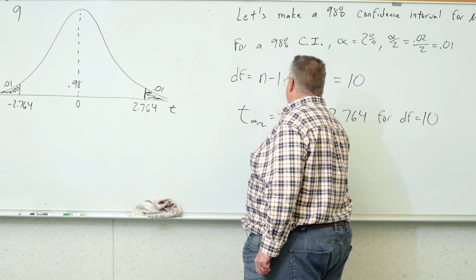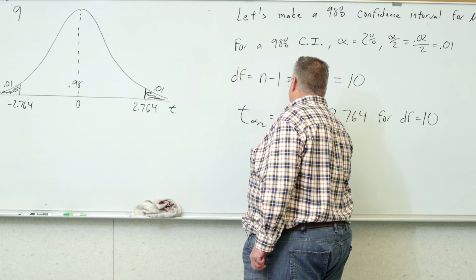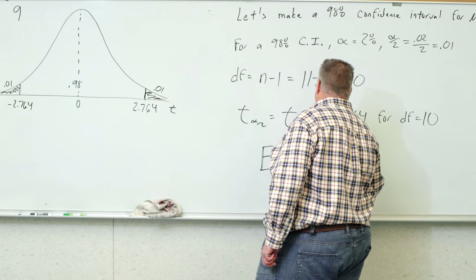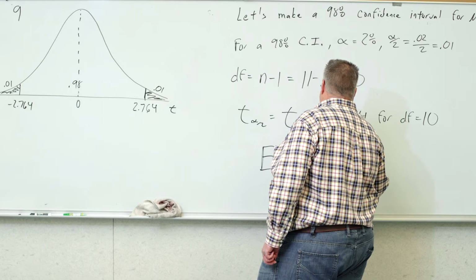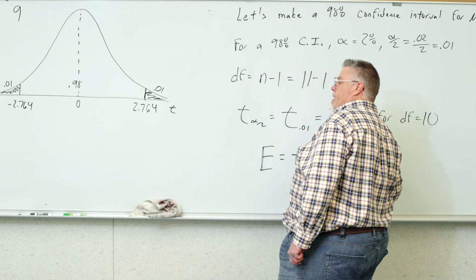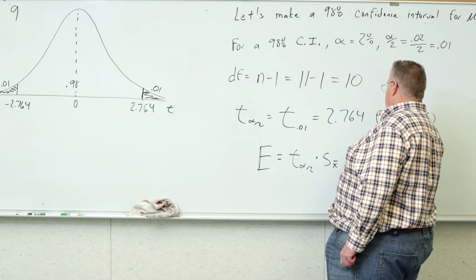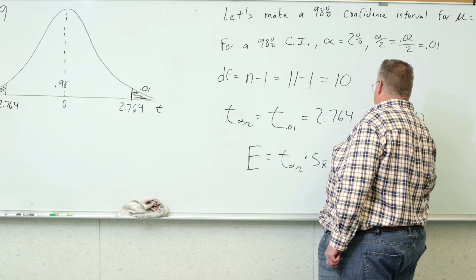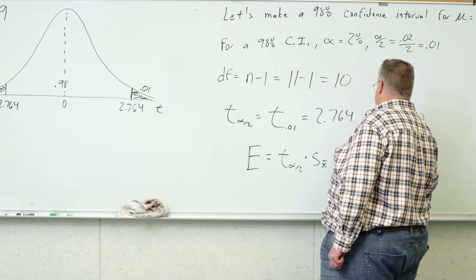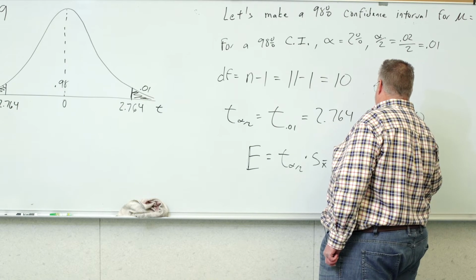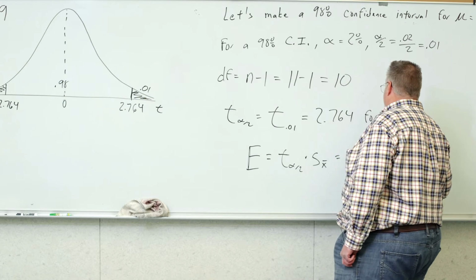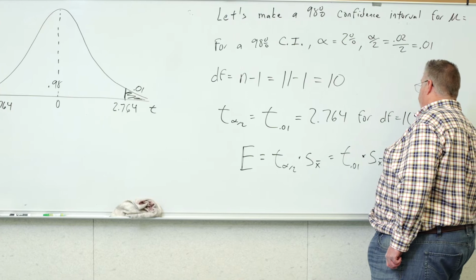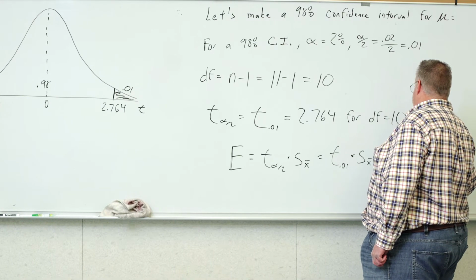So my error here is going to be the t-score that leaves alpha over 2 in each tail times s of x bar, which is going to be the t-score that leaves 1% in each tail times s of x bar. This is 2.764.